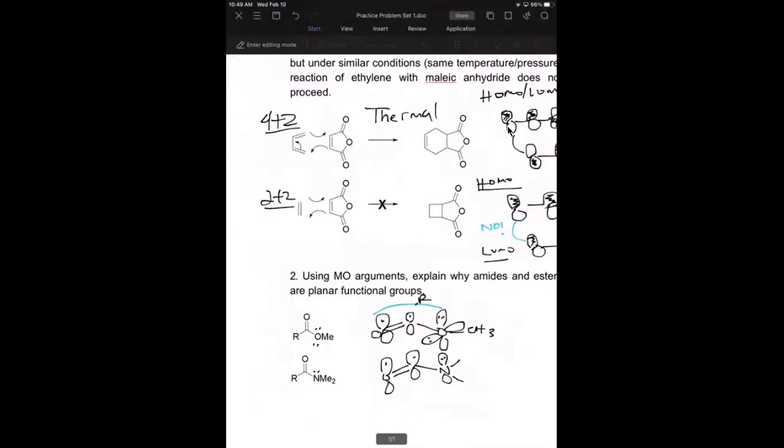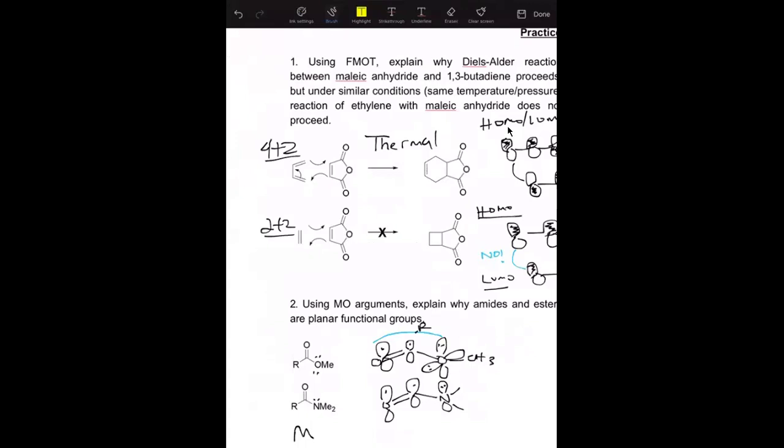Any questions about that? Let me write that down here. So that planarity is going to maintain your overlap. Orbital overlap makes any system more stable. If you've got good orbital overlap, especially p orbital overlap, it's going to stabilize that system and drop the energy. So that's the explanation as to why amides and esters are planar: you get that 3p orbital overlap, and you form an allylic type pi system. Questions about that, or questions about MO theory, period?